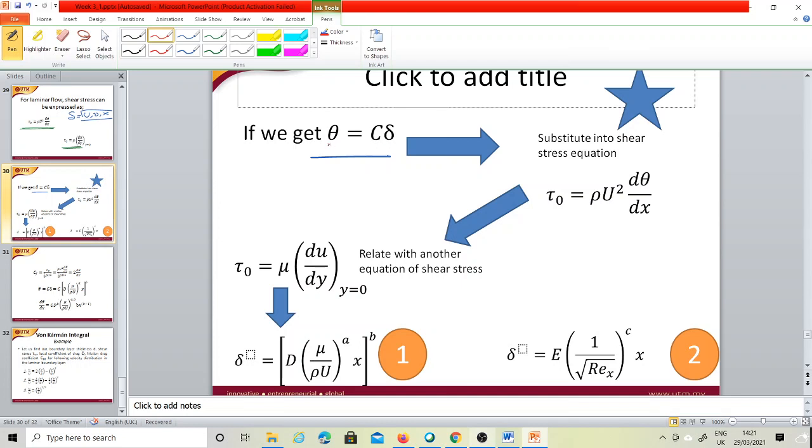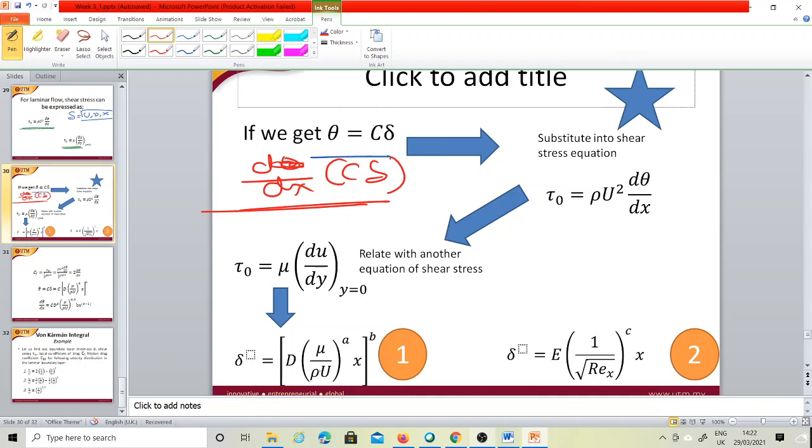Then you need to differentiate with respect to x. So remember that: you need to write d theta by dx, and then we have d of C delta by dx. Delta is a function of x, so you need to differentiate this one, or you can put it in this way. And on the other hand, you have this du by dy. You already know du by dy. What is du by dy?